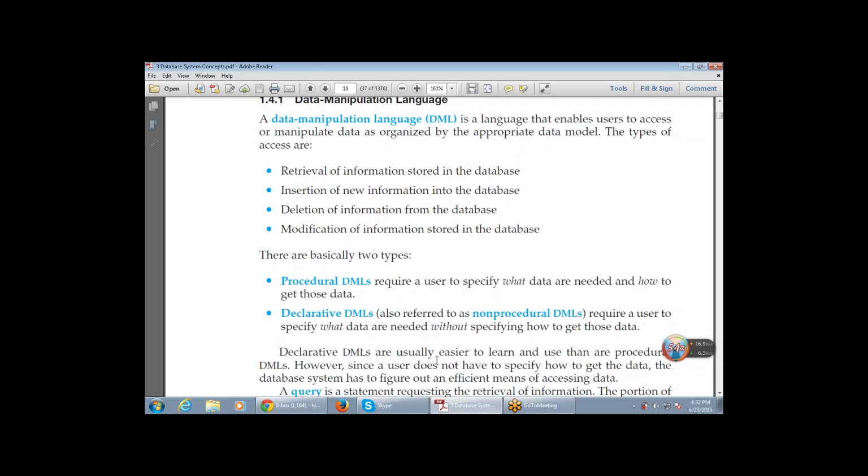So one is a procedural DML, one is a non-procedural DML. In procedural, the user specifies what they need and how to get these data. The next is the non-procedural DML, that is a declarative DML, which requires a user to specify what data are needed without specifying how to get the data. It simply states what data are required, without saying how to fetch the data.